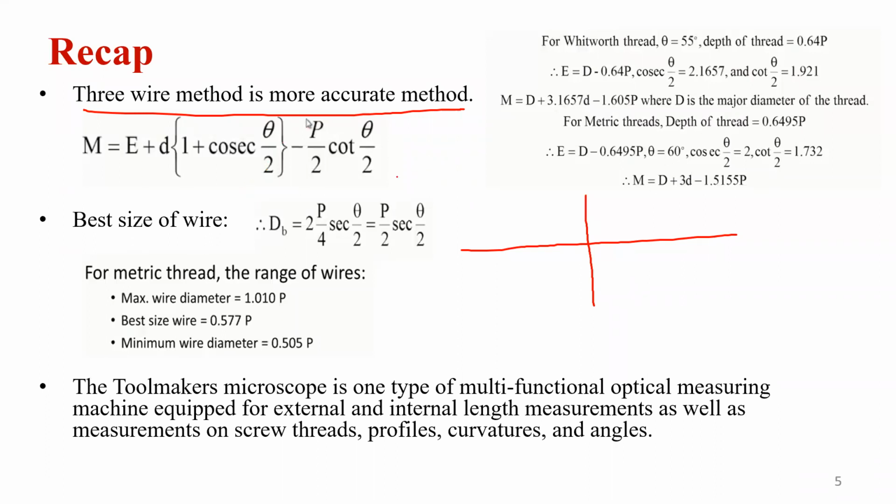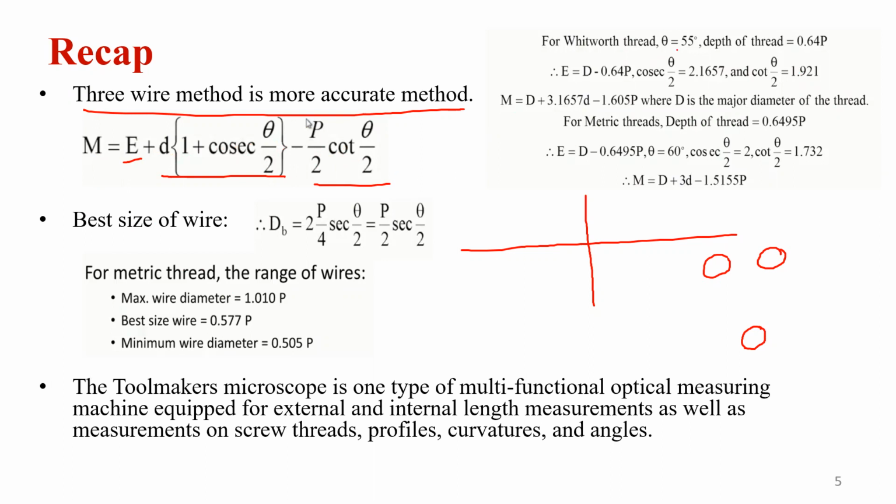In the 3-wire method, we use 2 wires on one side of the screw thread and 1 wire on the opposite side. These 2 wires help to keep the alignment of the micrometer. So we can calculate the effective diameter as E equals M minus d into 1 plus cosecant x by 2, plus p by 2 into cot x by 2, or M is equal to E plus d into 1 plus cosecant x by 2, minus p by 2 cot x by 2.